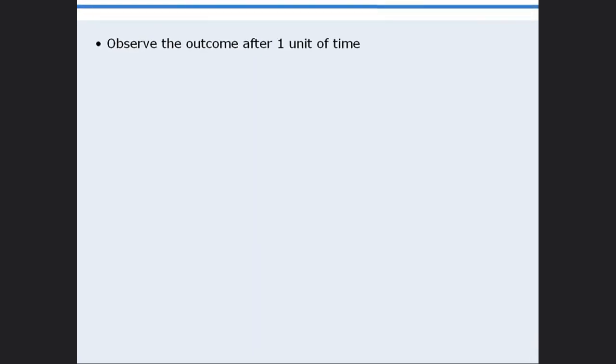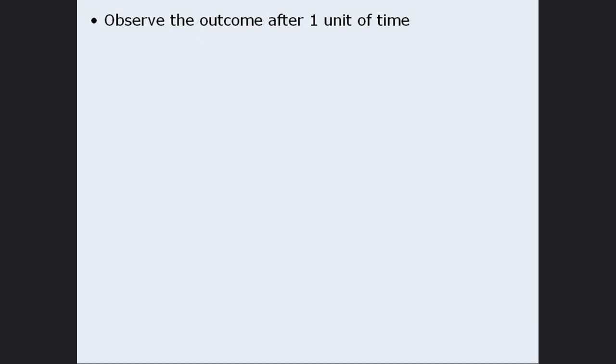Okay, let's summarize. For questions with shrinking or expanding gaps, first observe what happens after 1 unit of time. Then use this information to determine the rate of expansion or shrinkage. Finally, apply this rate to the question.